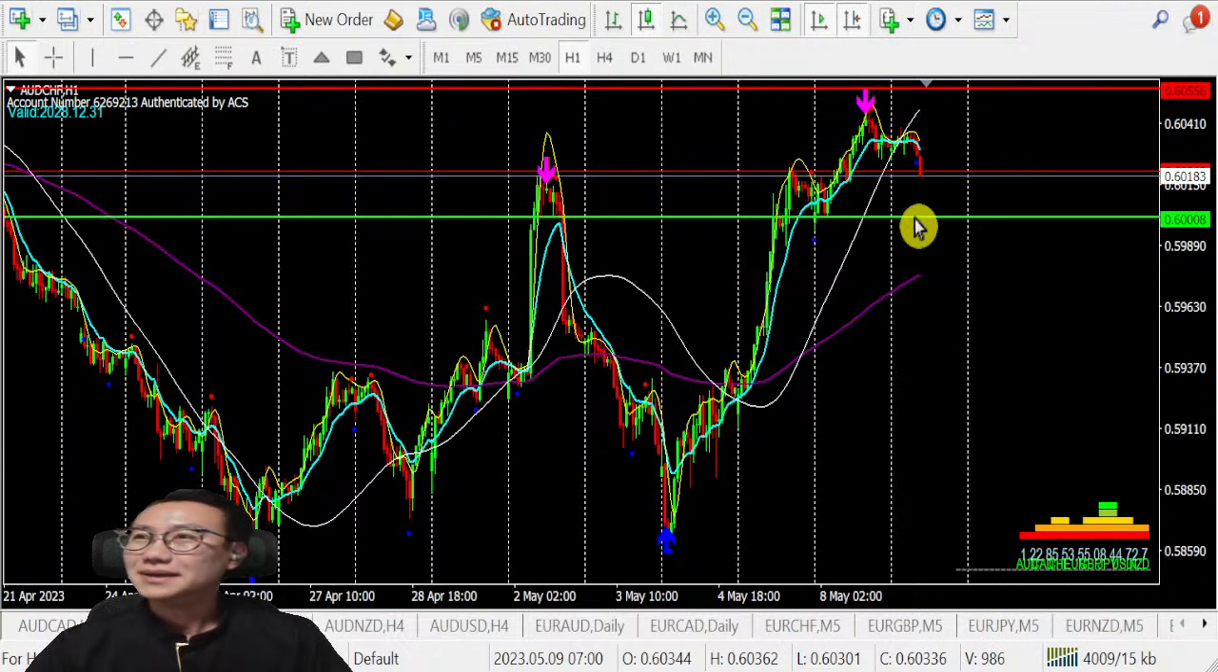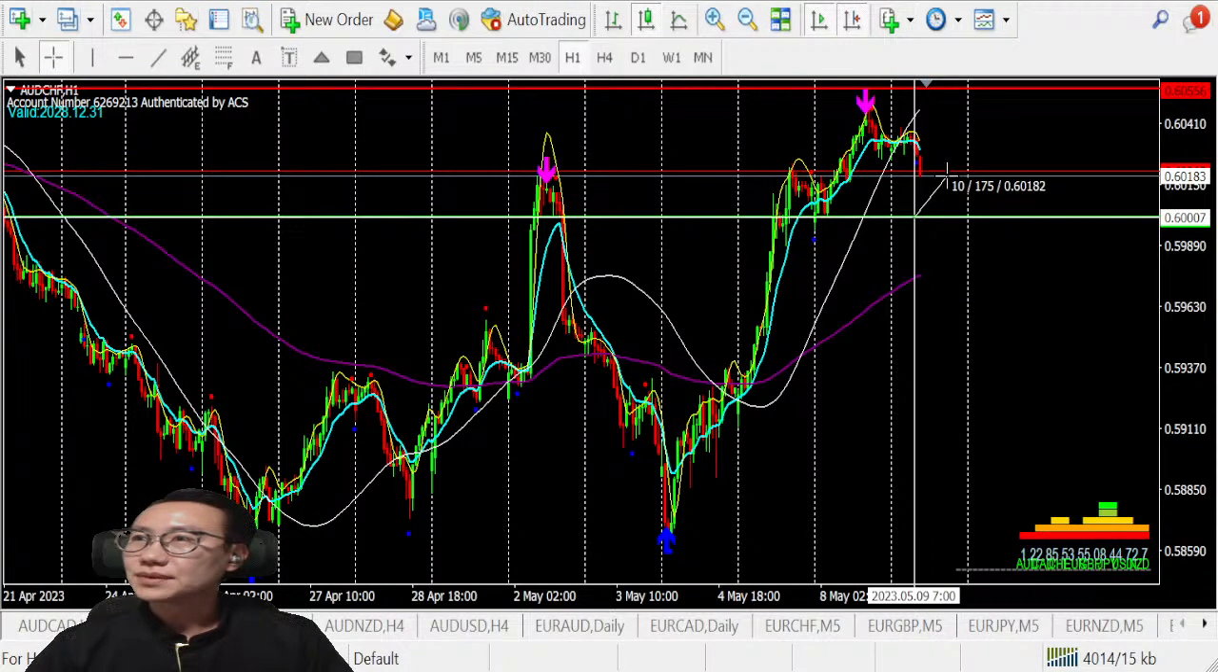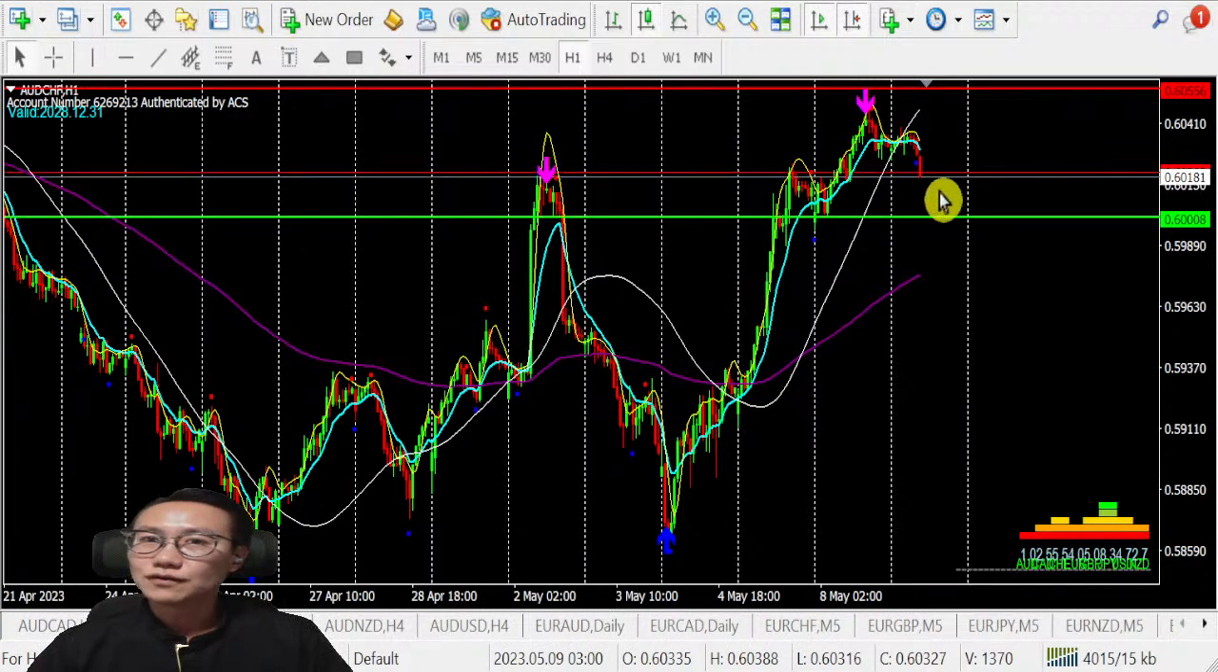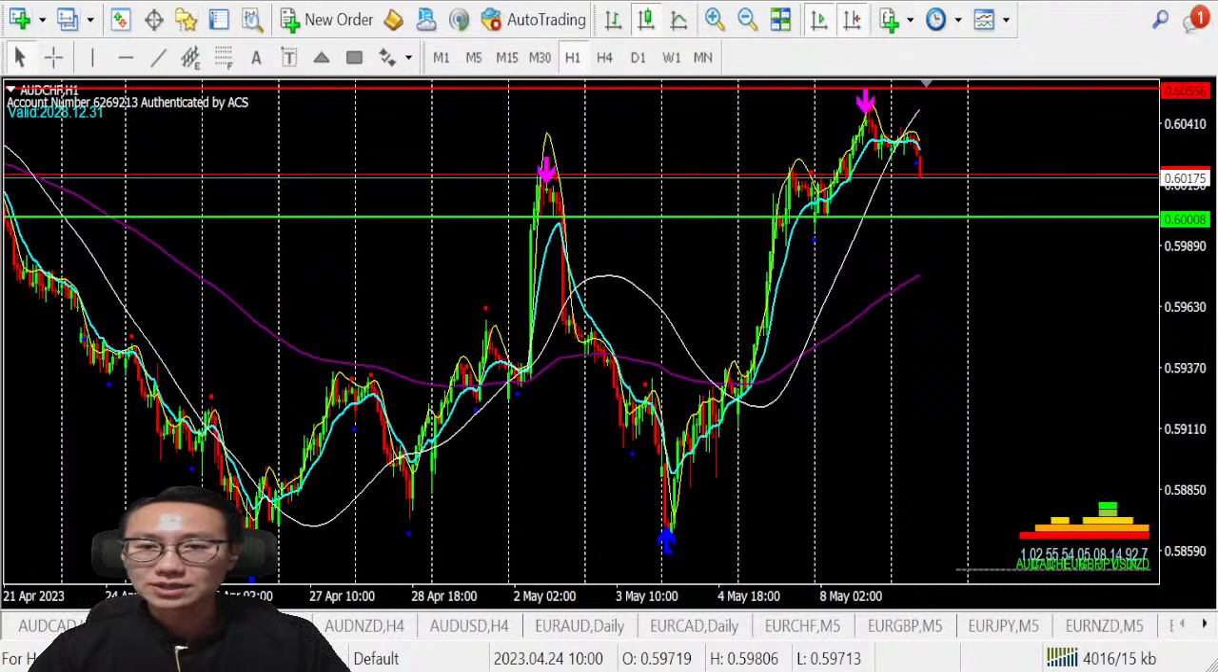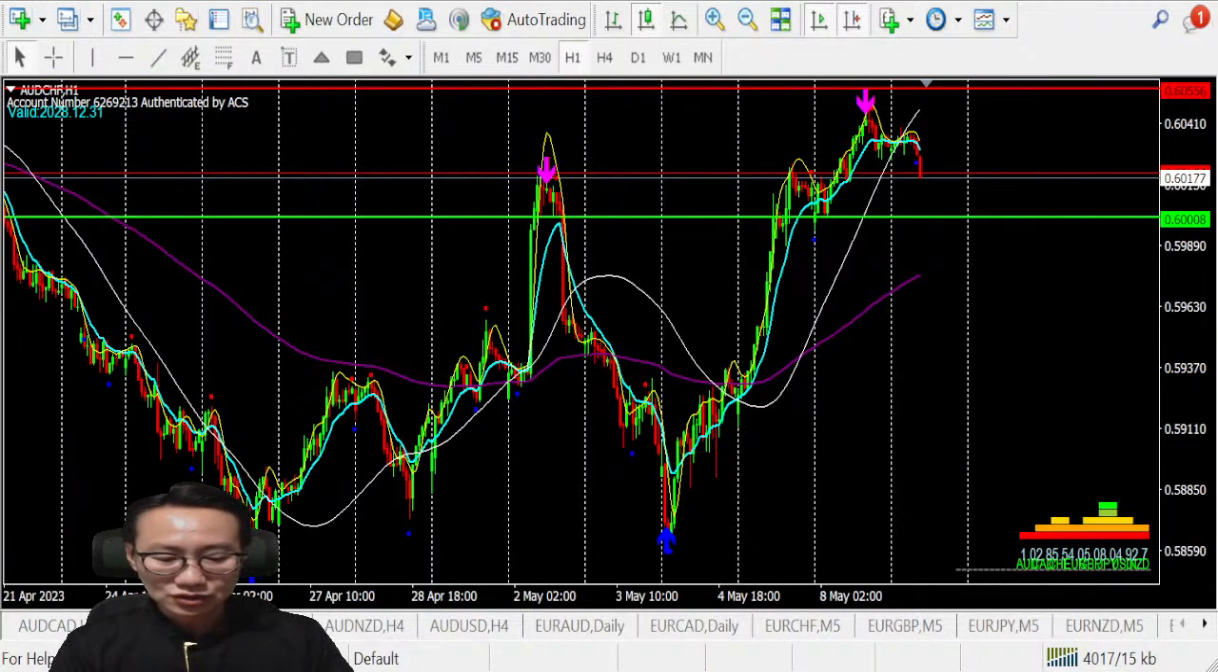So yep, 17 pips. For Aussie franc we have our 17 pips there. So Aussie franc, we can also take note.